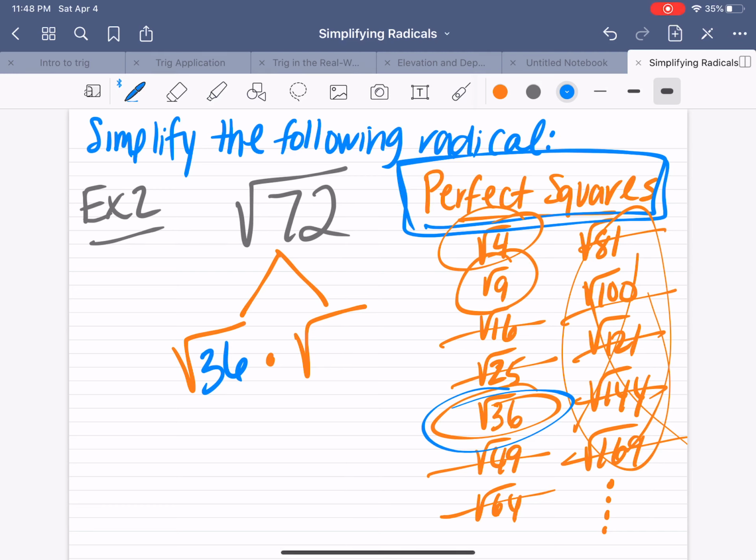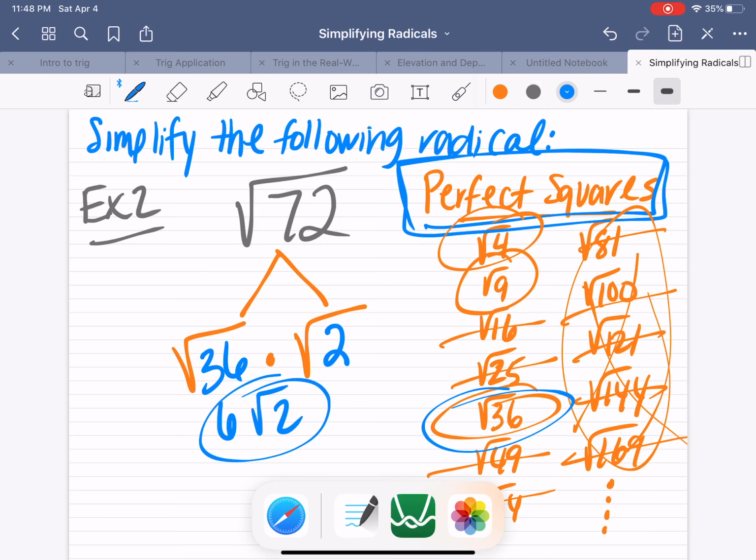So 36 times 2. Well, square root of 36 times 2 will give us a square root of 72. All you have to do now is simplify and you will be done. So square root of 36 is 6. Bring down the square root of 2 and you are done. And of course, you can always check it.